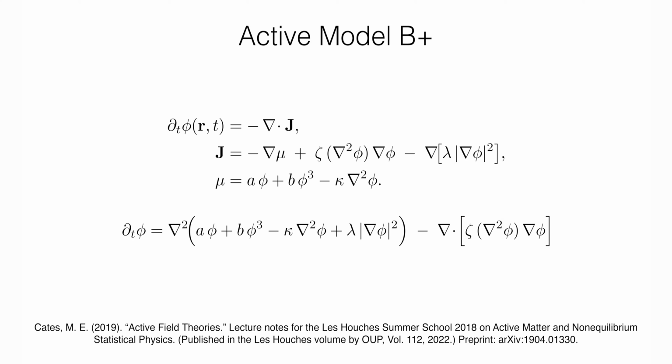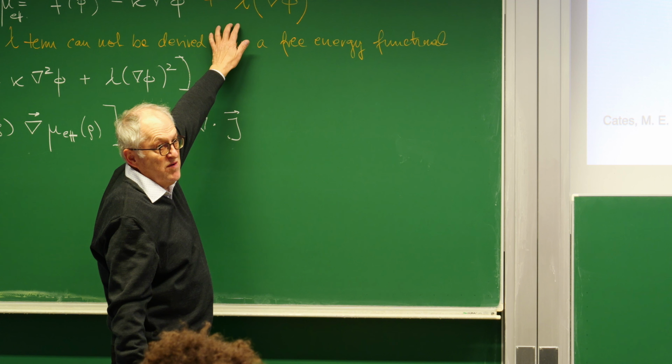So here you see what I did. I wrote, as I just said, this as a minus divergence of a current. The current has the first term, which is a gradient of mu, and the mu is here in the third line. It's the classical phi to the fourth, and the stiffness term minus kappa Laplacian phi. Then we had the other term, which is now the last term, which is also the gradient of a scalar term, gradient of lambda times grad phi squared. That's our term like so.